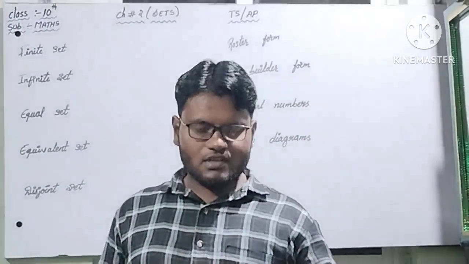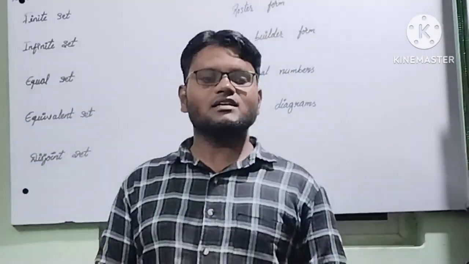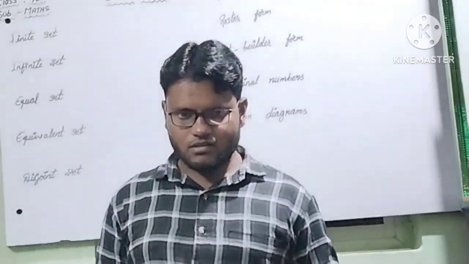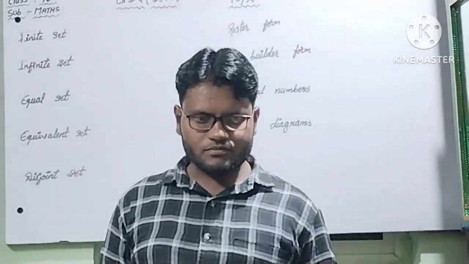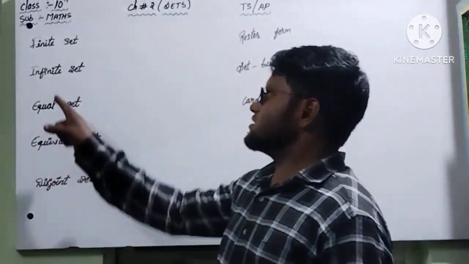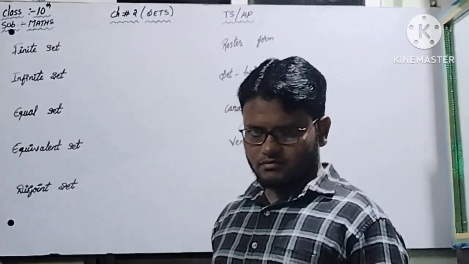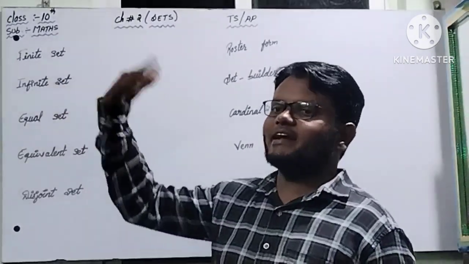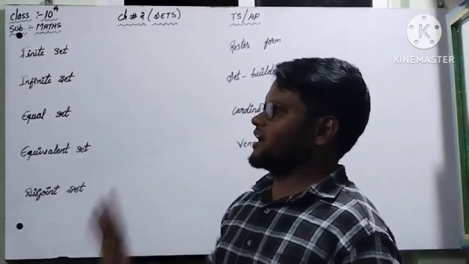Which things can't we count? Which things are not countable? Those come under an infinite set. Infinite means we can't count. And the ones which we can count form a finite set.